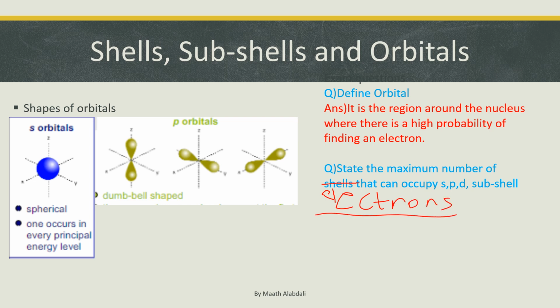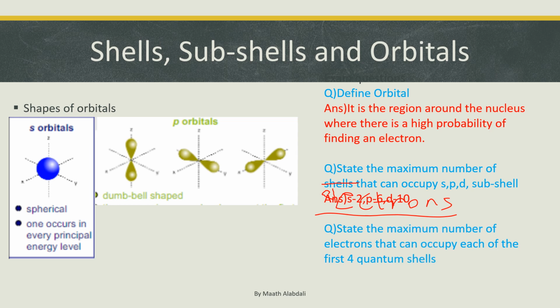State the maximum number of electrons that's going to occupy S, P, and D subshell. So in the S subshell, it's going to be a total of 2 electrons. It might not be clear, but this is obvious. S is 2 electrons, P is 6, and D is 10. If you don't understand why, I suggest you go back and listen to the recording again.